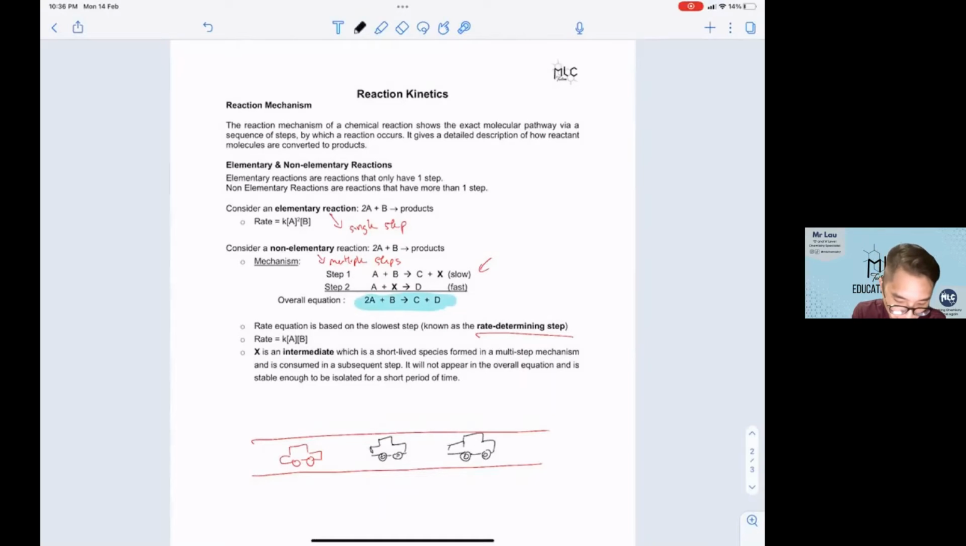So based on the slow step, we can determine that your rate equation is equal to k[A][B], because there's only one molecule of A and one molecule of B in your slow step. Therefore, it will be first order with respect to A and first order with respect to B. If you have an elementary reaction, which means there's only a single step, your rate equation will be rate equals k[A]^2[B], because if it's only one step, this will be your slowest step. So it'll be A to the power of 2 because of its coefficient over here, and B to the power of 1 because the coefficient of B is 1.